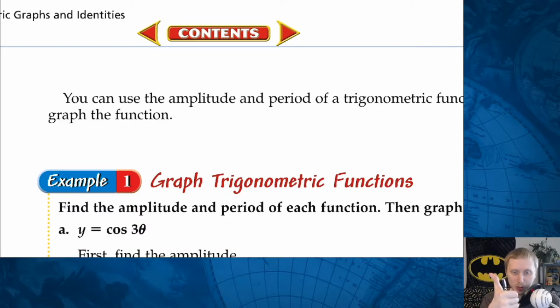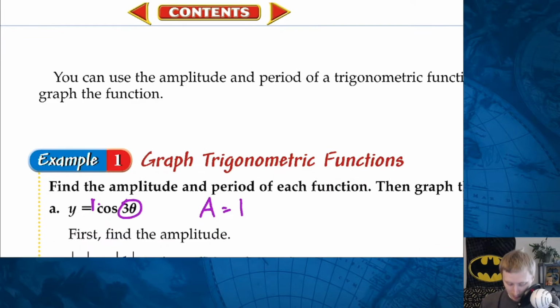Okay, amplitude. Did I multiply the whole thing by a number? Well, in this case, no. It's still just an invisible 1 in front. So my amplitude is equal to 1. I didn't stretch it vertically. Okay. How about horizontally? Did I multiply the theta by something? Yes, we did. We have a times 3. Okay? So if we have a times 3, that means our period is going to be smaller, right? Theta got multiplied by a number bigger than 1, so the period is smaller.